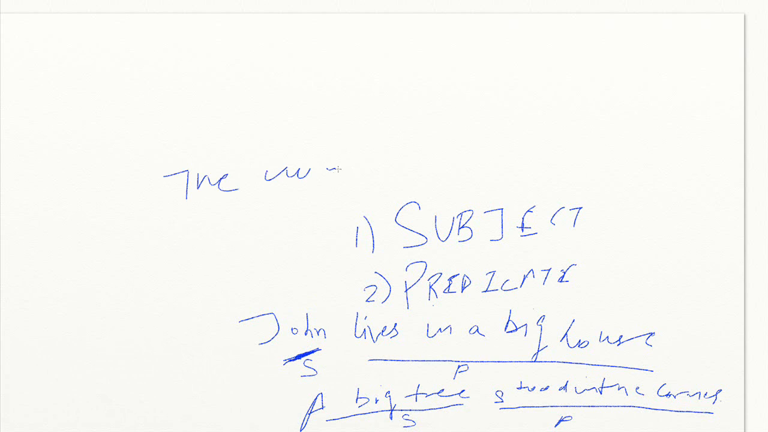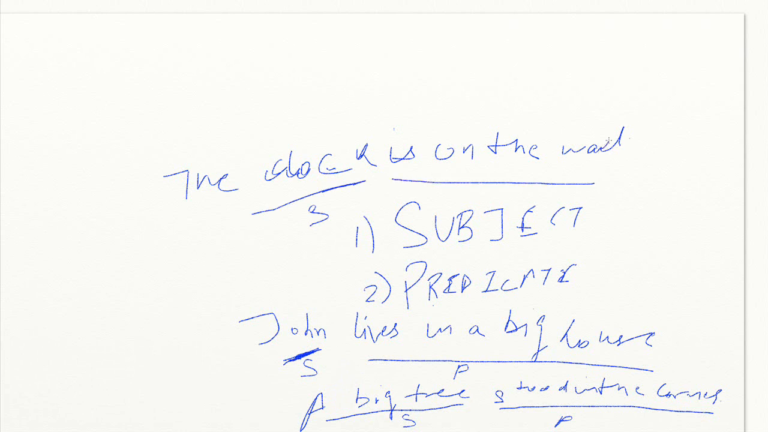The clock is on the wall. So the clock becomes the subject because we're talking about the clock. And what does it say about the subject? What is happening with the subject? Is on the wall. So that becomes our predicate.